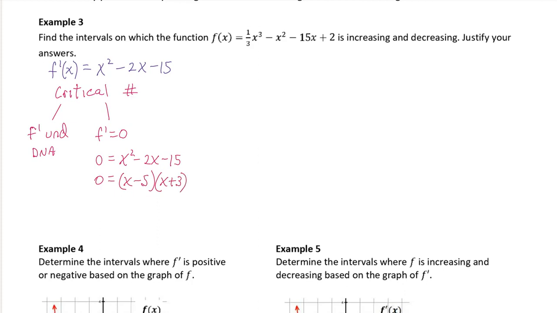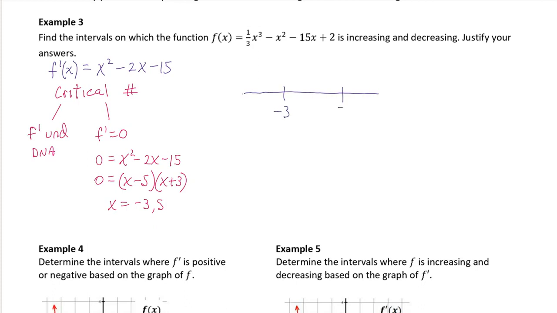And so we're going to end up with 2 zeros here again. We're going to end up with negative 3 and positive 5 as our zeros. That's where the derivative is equal to 0, so that's where we are neither increasing or decreasing. Okay, so we have negative 3. We're going to set up our number line.